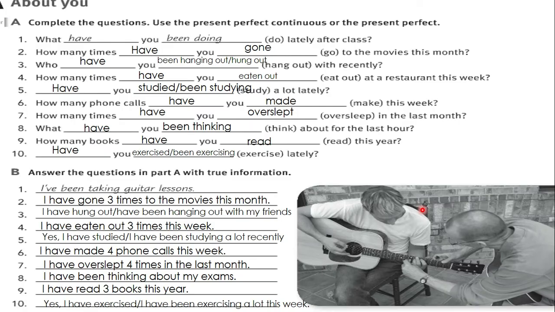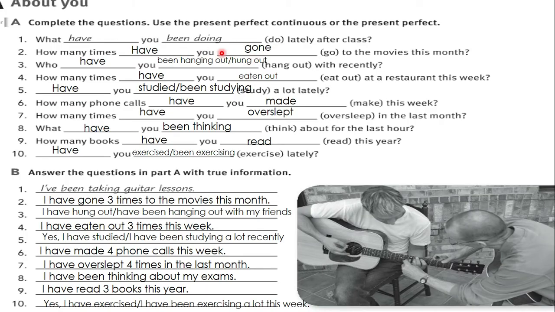The next part. Here you have an exercise where you have to choose the present perfect or the present perfect continuous. Number 1, what have you been doing lately after class? Or you can say, what have you done after class? Yeah, lately, because it says lately. How many times have you gone to the movies this month?